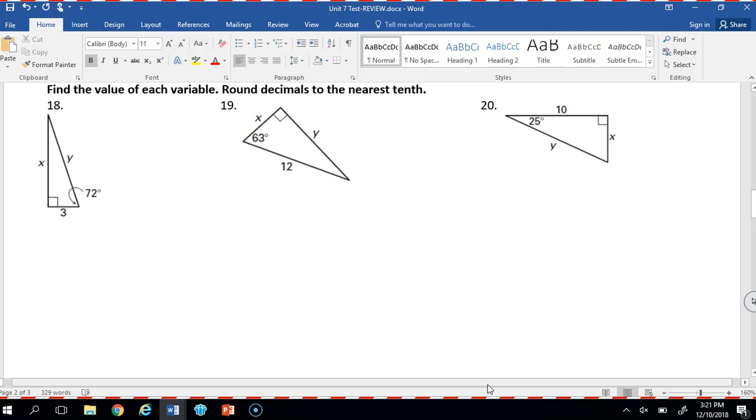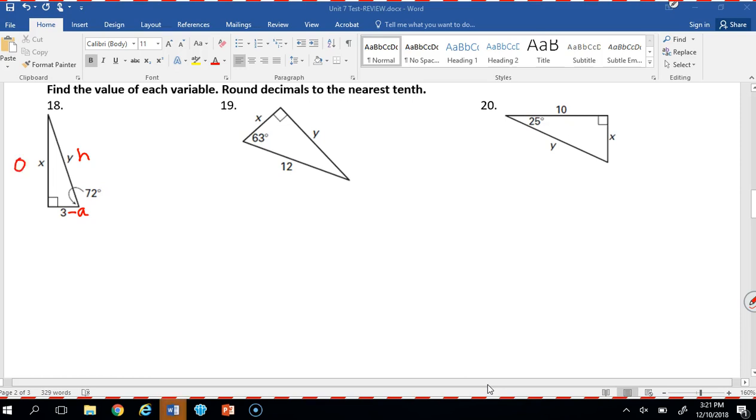The next set of problems says find the value of each variable and round decimals to the nearest tenth. So on this one, I notice that I have a 72 degree angle and I have a side of 3. So we're going to use our trigonometric ratios to solve for the sides x and y here. And we're going to use our angle and how these sides relate to that angle. So first of all, if we look at this side 3 down here, this is adjacent to our angle. If we look at our y, that's our hypotenuse. And if we look across, this is going to be our opposite.